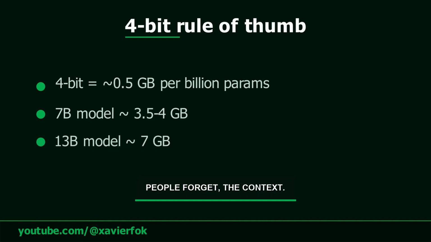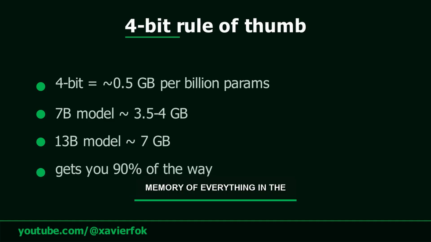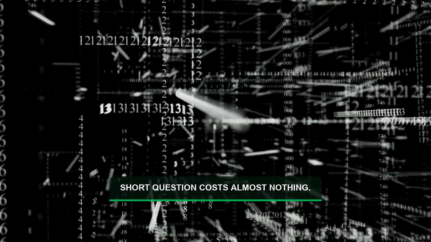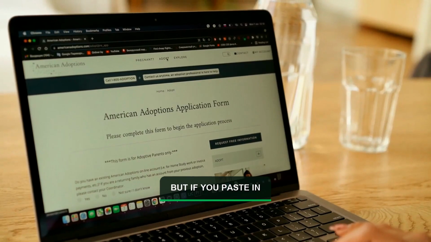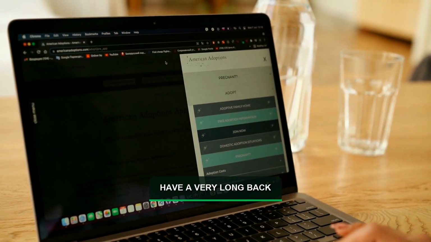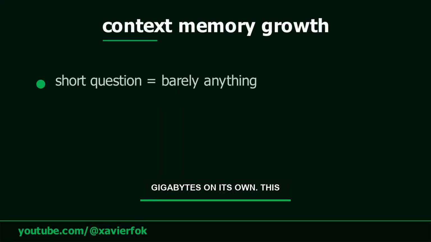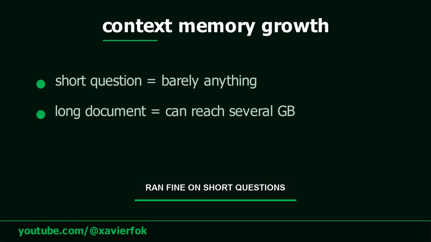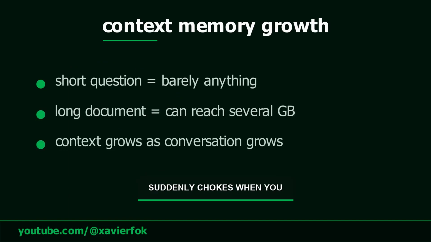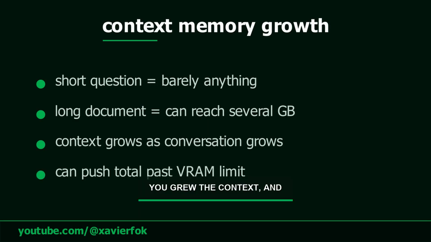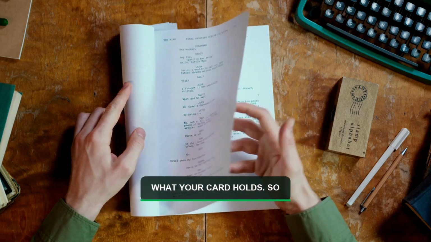Now the part people forget, the context. When the model processes text, it builds up a working memory of everything in the current conversation, and that memory grows with how much text you feed it. A short question costs almost nothing. But if you paste in a long document or you have a very long back and forth, that working memory can balloon to gigabytes on its own. This is why a model that ran fine on short questions suddenly chokes when you give it a big input. You did not change the model. You grew the context and it pushed the total past what your card holds.